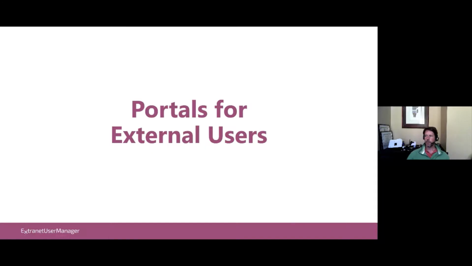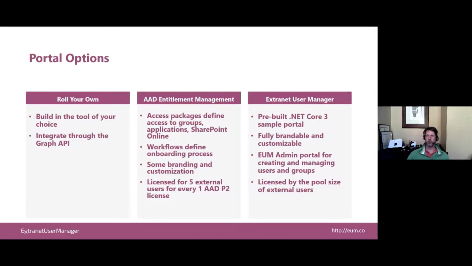So let's go through a bit of portals for external users, what this could look like. So again, there's a few different options here. So, you could roll your own portal. You could build, in .NET Core, in whatever development tool of choice you want to do through there. You can integrate it in Azure AD. There's no cost to doing that. There's lots of points of integration to build through the Graph API. Absolutely, that's an option. Now, you can also use what's called Azure AD Entitlement Management.